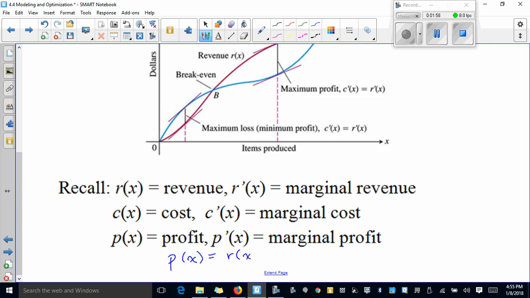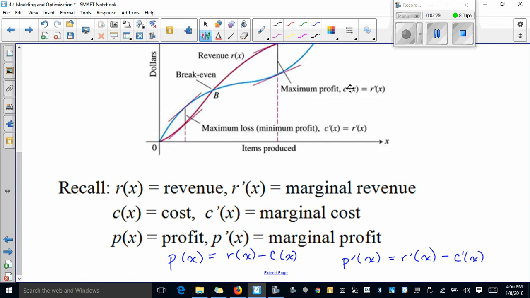But in these parts, we also know that these should be the same, so we should get 0, because we're looking at the fact that the slopes are exactly the same. So when these two are equal, we have a maximum loss or maximum profit, when these two are equal, or 0, when our marginal profit equals 0. Okay, so let's look at a couple of problems.